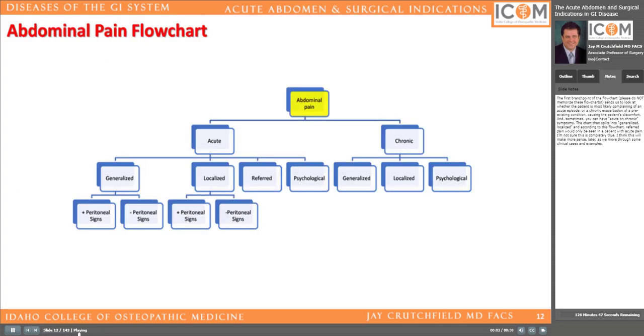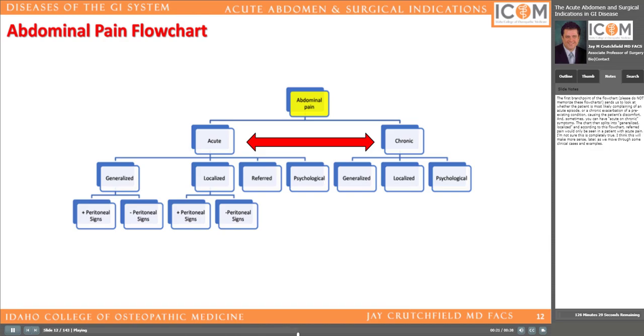The first branch point of the flowchart sends us to look at whether the patient is most likely complaining of an acute episode or a chronic exacerbation of a pre-existing condition causing the patient's discomfort. And sometimes you can have acute on chronic symptoms.